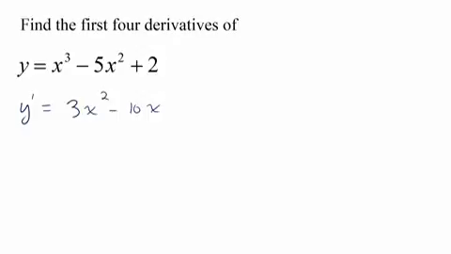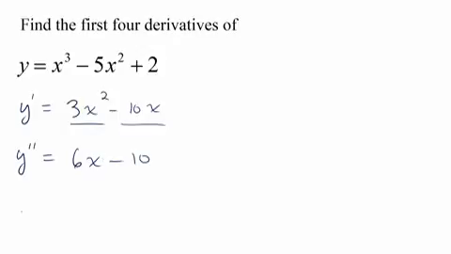Now we have what's known as the second derivative, or the derivative of the first derivative. So y double prime. Again, differentiating each term. The derivative of 3x squared is 6x. The derivative of minus 10x is minus 10.